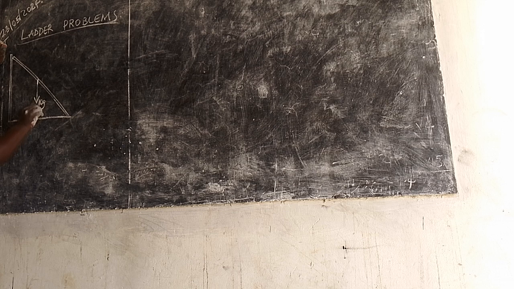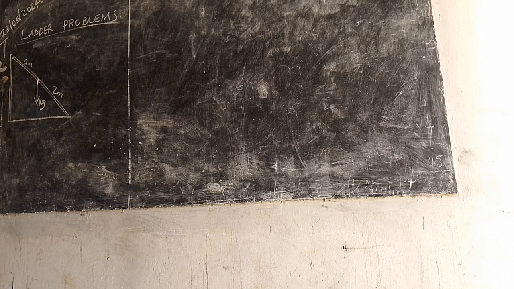Do we believe in this? So I can say let the length of the ladder be 2L. It has a length of 4 meters. So this is 4 meters. We shall have 2 meters here and 2 meters here.